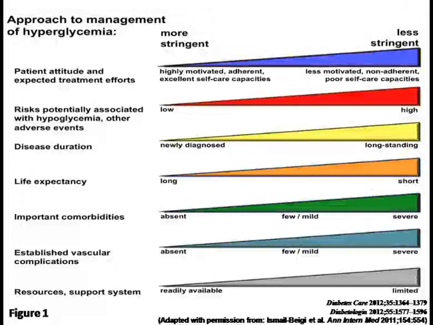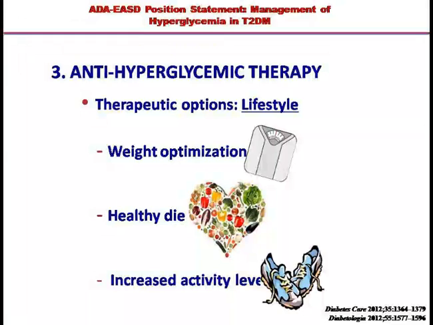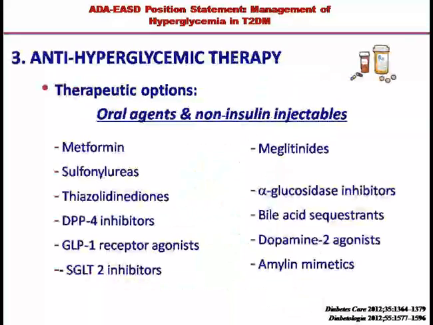You all know therapeutic lifestyle change is difficult to implement, but we will always insist and request at every visit that the patient please keep on doing some lifestyle modification activities. As far as possible, try to optimize the weight, healthy diet, and increase the activity. So the therapeutic options which are available, these are all drugs. On your left side, we have these oral medications like metformin, sulfonylureas, thiazolidinediones, DPP-4 inhibitors, GLP-1 receptor agonists, and SGLT2 inhibitors, which have recently been approved.